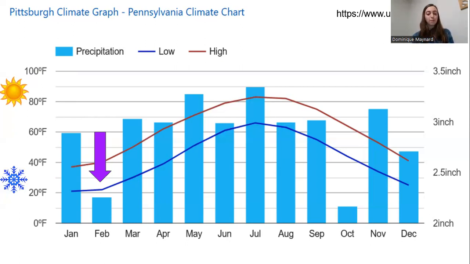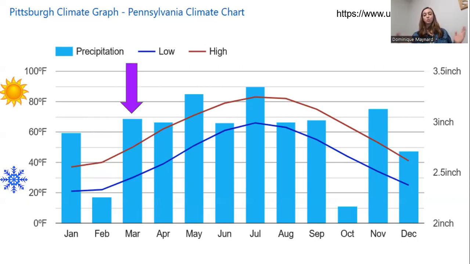But what do we notice about the temperature for the month? Yeah, it's about the same as January. Maybe it's going up just a little bit. So February, we can see it's starting to get a little bit warmer.